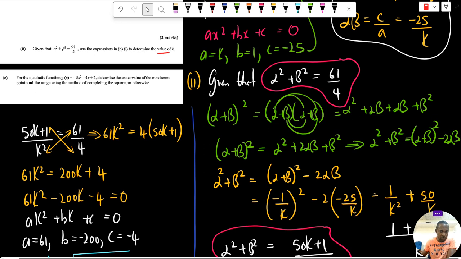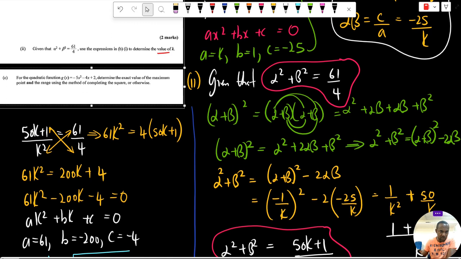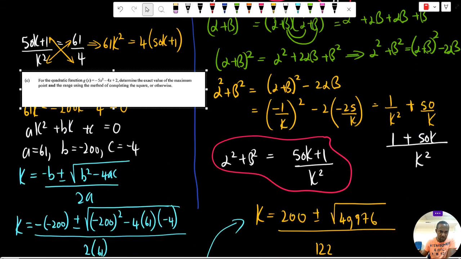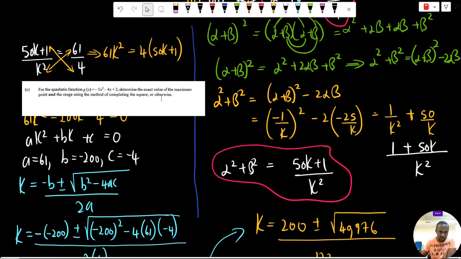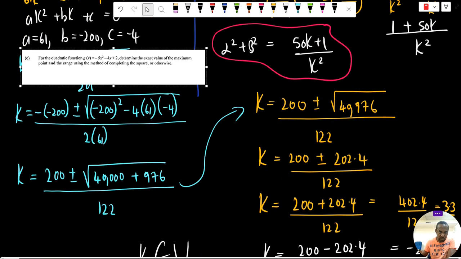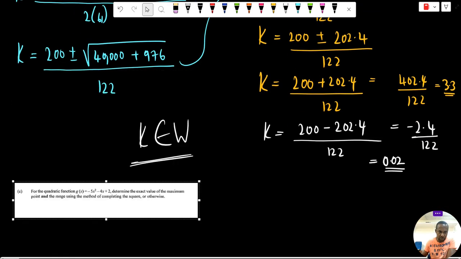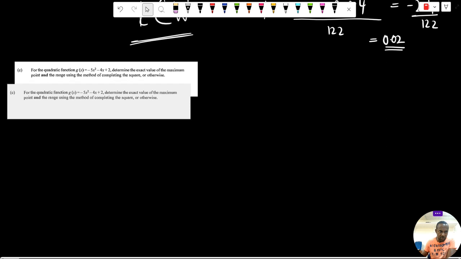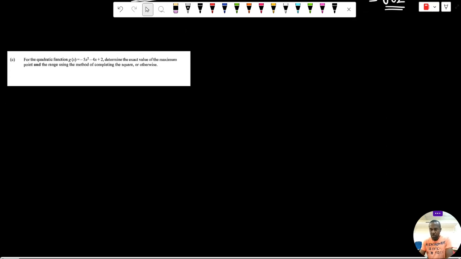Okay? Now, let's look at the next part. Let me just copy this part here and just bring it down. I just realized I could have just copy and pasted. But anyways, let's look at this next part of the question. This is the last part of this question, part C.